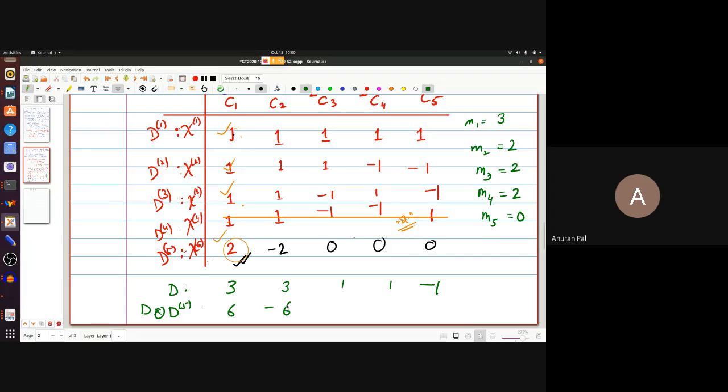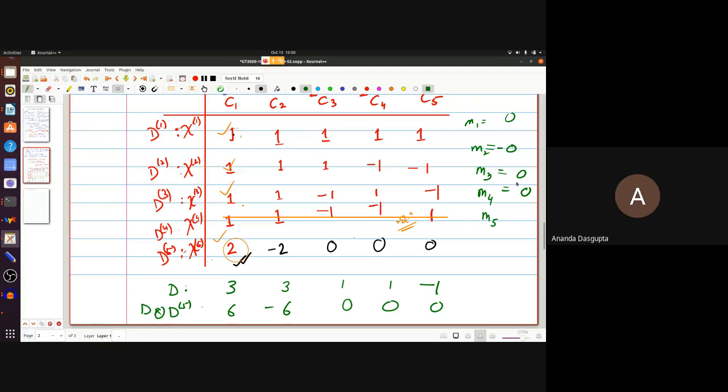6 minus 6 is 0 0 0 0. Good. Now tell me what M1, M2, M3, M4, M5 will be. M1 will be? That's the easiest. Even M1, M2, M3, M4 should be pretty easy, right? What should it be? M1, M2, M3, M4, all of them should be 0.